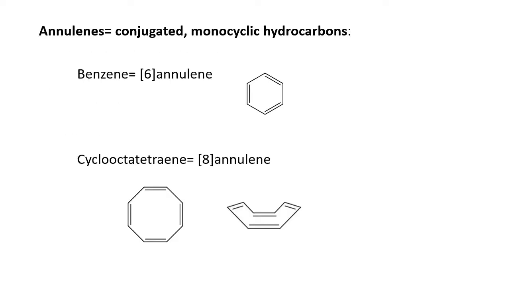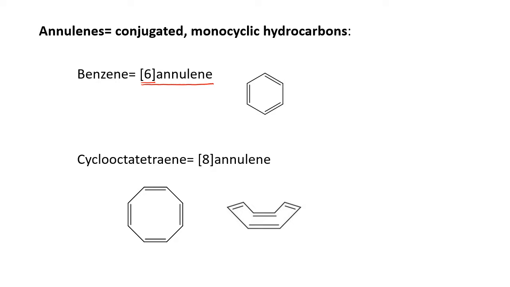Annulenes are defined as conjugated monocyclic hydrocarbons. So benzene, by that definition, is an annulene. Now the name that we use for benzene as an annulene is [6]-annulene. The 6 in brackets can either stand for the number of carbons or the number of pi electrons. For annulenes, those numbers are always going to be the same.